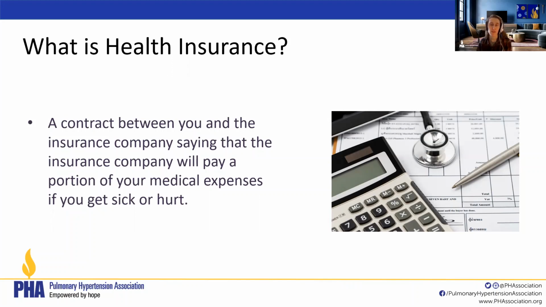So at the simplest level, insurance is basically just a contract between you and the insurance company. The insurance is going to pay a portion of your medical expenses if you get sick or hurt and have to visit a doctor's office or hospital. And then insurance companies do also pay for preventative services like annual physicals or routine vaccinations, some cancer screenings and things like that.